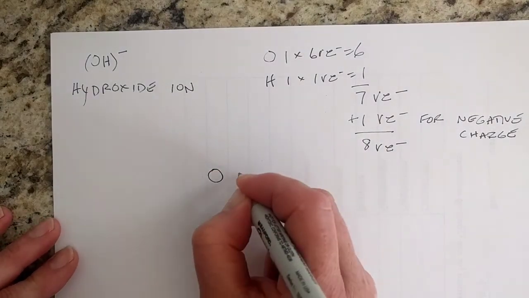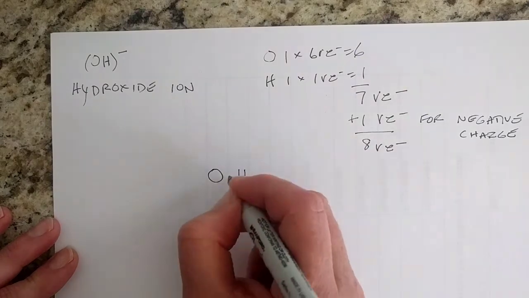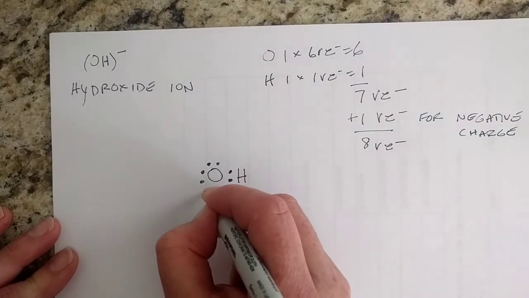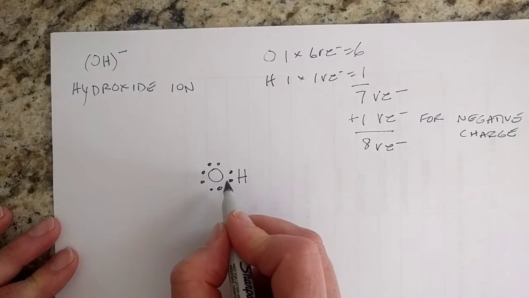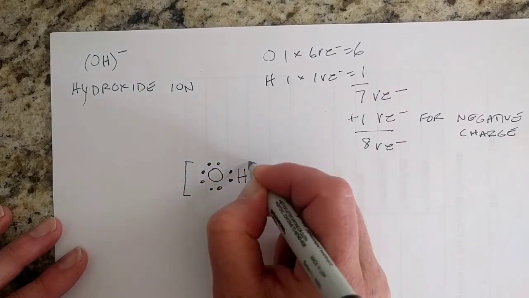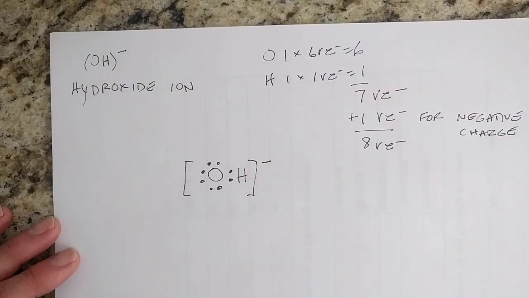So we have oxygen, we have hydrogen, put in our 8 valence electrons. 5, 6, 7, 8. Hydrogen is 2, it's good. Oxygen is 8, it's good. Just put in our brackets and the charge outside of the brackets, and we're done.